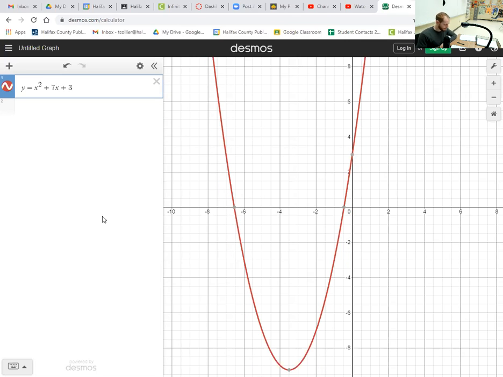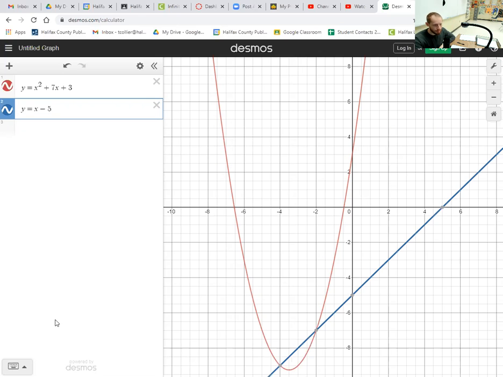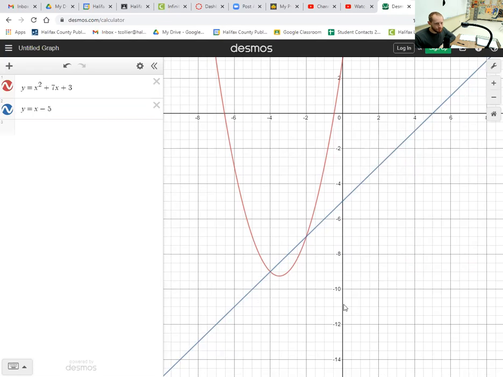There's my U shape, or my parabola. On the bottom, I have y equals x minus 5. So I'm going to type in y equals x minus 5, and I should get a straight line. Yep, that's my blue line down here. Where do they cross? They cross twice, right here and right here. Negative 2, negative 7, and negative 4, negative 9. So that's a way you can check your answers.